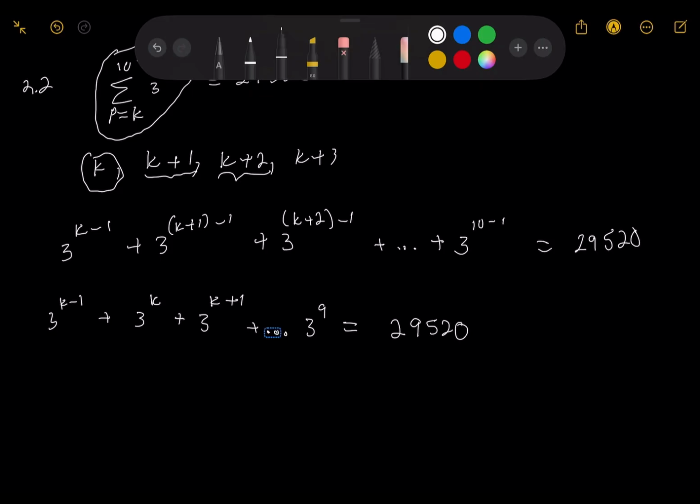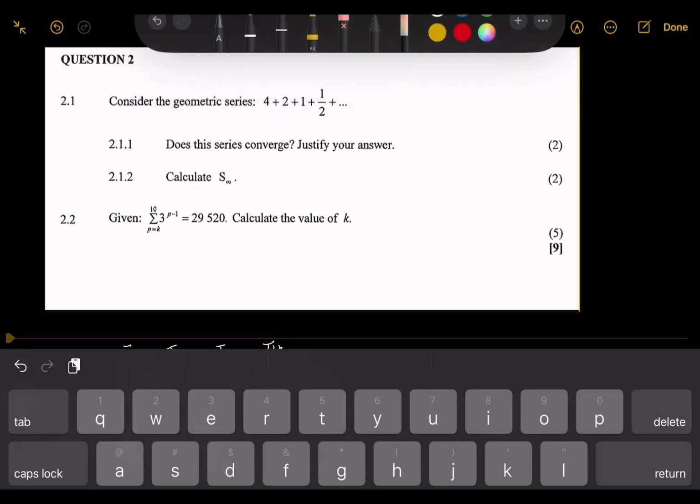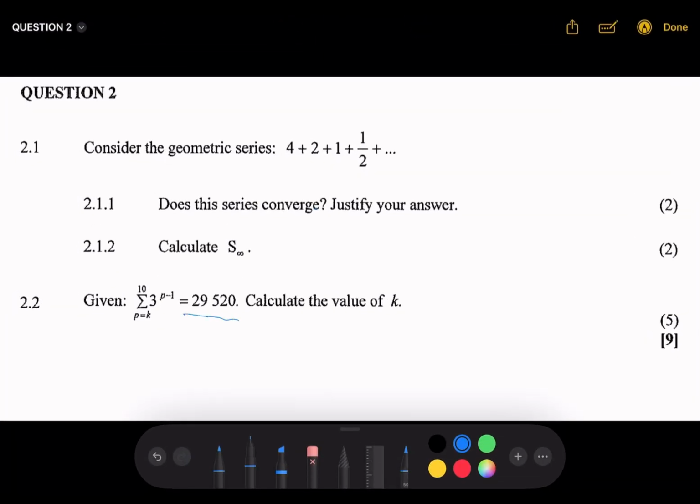And this is what we have, which must be equal to 29520. And good people, let us recall from our formula sheet and from the question itself. They are saying this sum, keyword sum, is actually equal to 29520. Okay, and there's a formula. Fortunately, they have given you this formula, which is S of n is actually equal to, let me recall, a into R to the n minus 1, all over R minus 1.